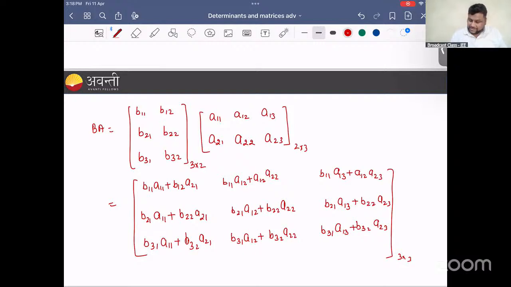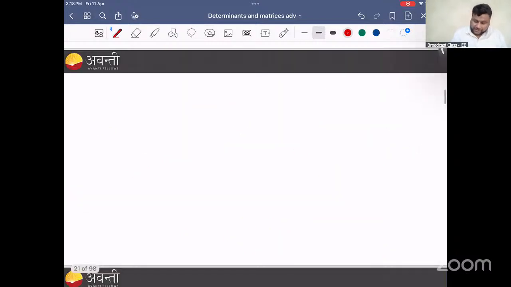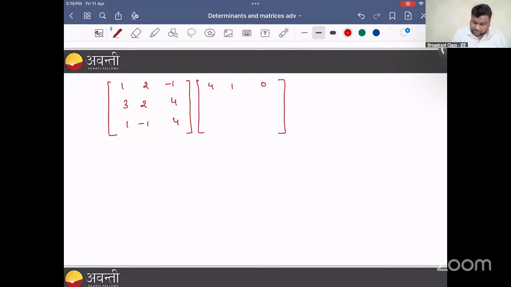Now let's take an example. You will multiply these two determinants: 1, 2, minus 1, 3, 2, 4, 1, minus 1, 4, multiplied by 4, 1, 0, 0, 2, 3, 3, minus 1, 2. What is the resultant? Everybody quickly find it. I'll give you a couple of minutes. Quickly find it and tell me the correct answer.